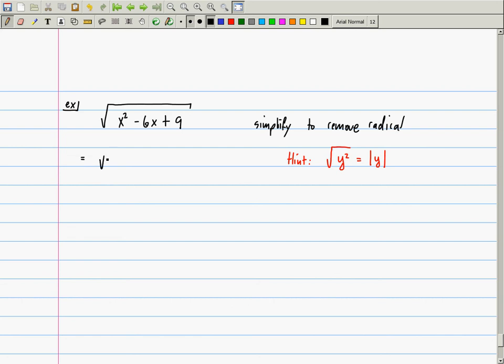Okay. So under the square root, how does this thing factor? Right, x minus 3, so I'll do it like that. X minus 3 multiplied by x minus 3, that's how it factors. So you could say that this is the square root of x minus 3 all squared. Okay, so then now, to remove the radical, what happens? Absolute value of x minus 3.